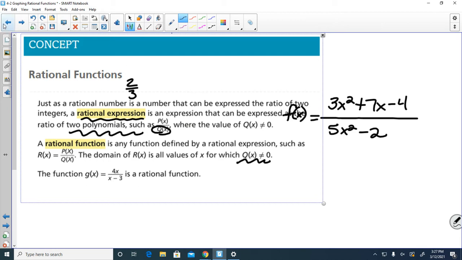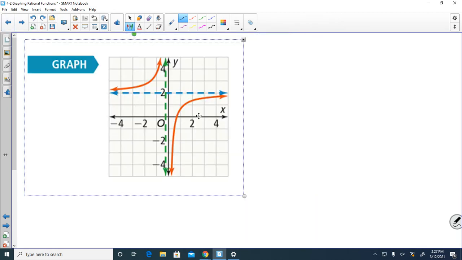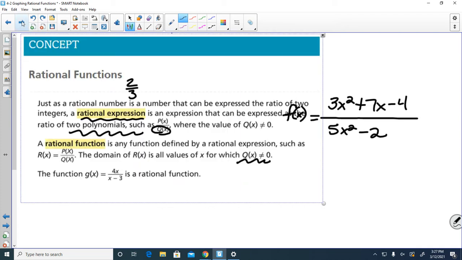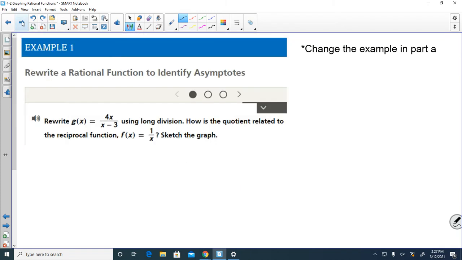So we're going to look at the graphs. Just a reminder, here is what the graph of a rational function can look like. It's got these dotted lines that are horizontal asymptotes, dotted lines that are vertical asymptotes, and then these curves form the rational function. So we're going to look at how to graph a rational function today.